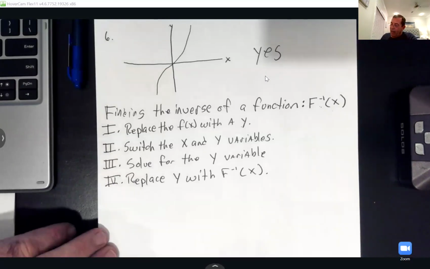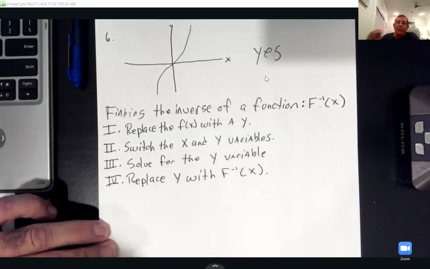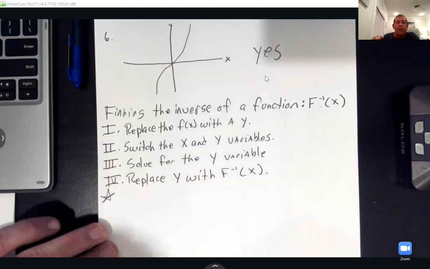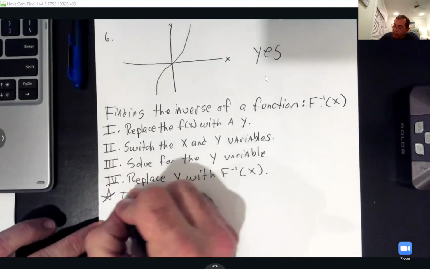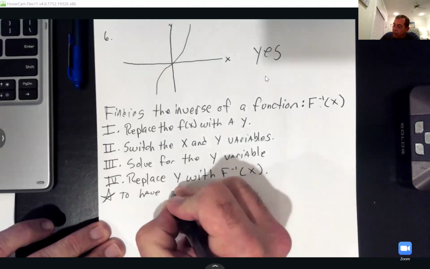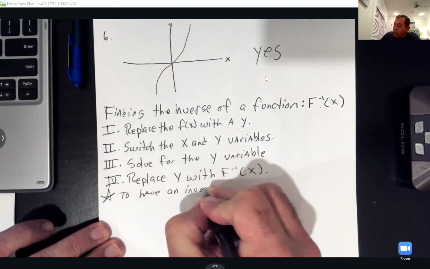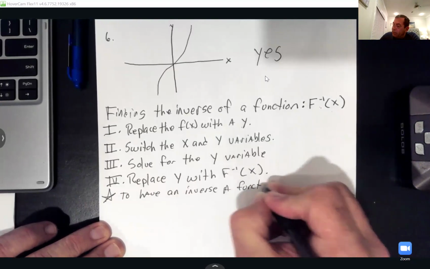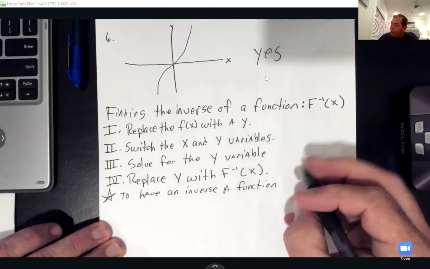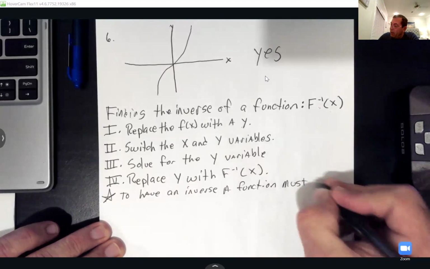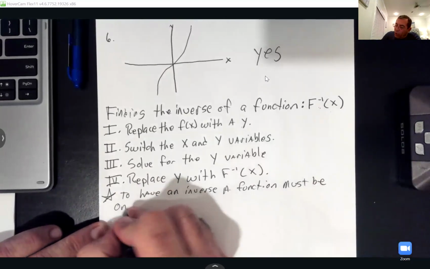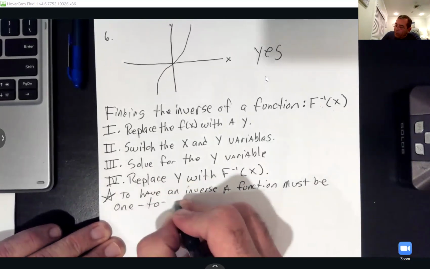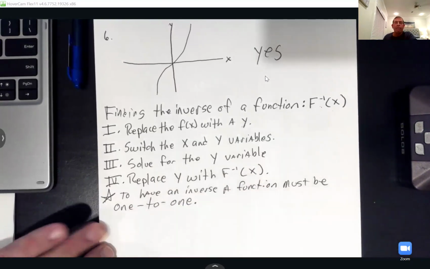All right, so now, here's the thing. To have an inverse, a function must be one-to-one.